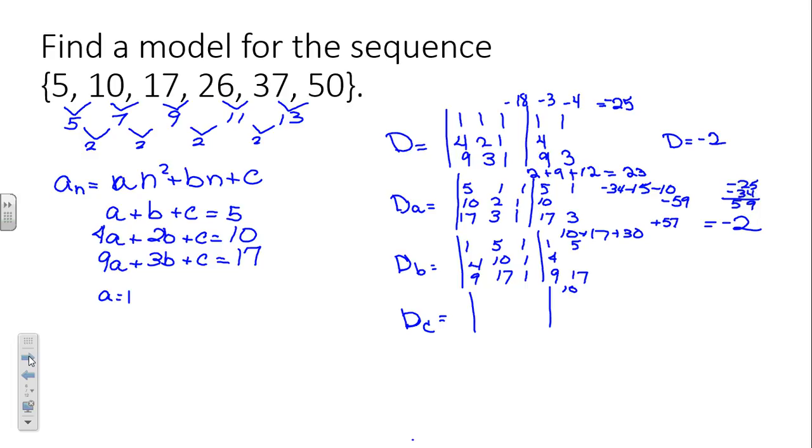Diagonal down, 45, and 4 times 17. So a total of 10, 55, 55, and 68. That's 123. Upwards, negative 90, negative 17, and negative 20. So negative 220 or 127.